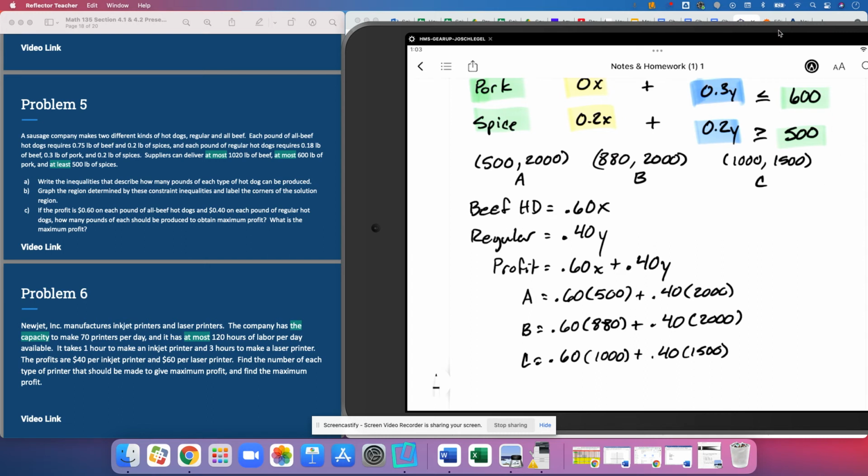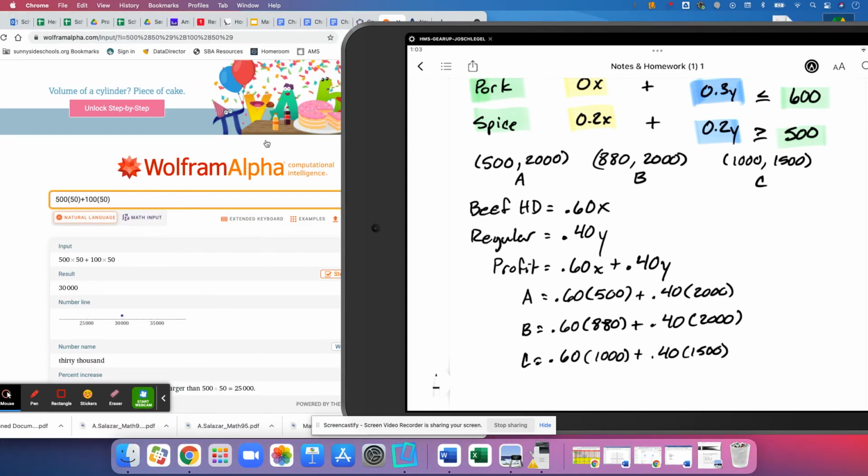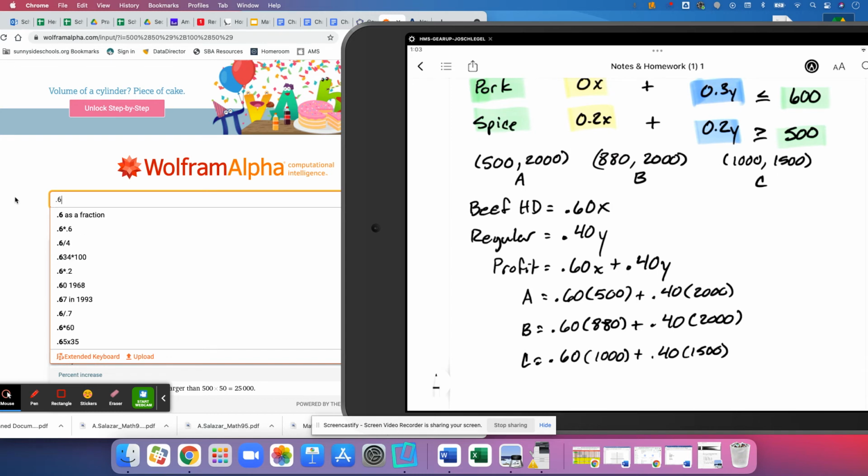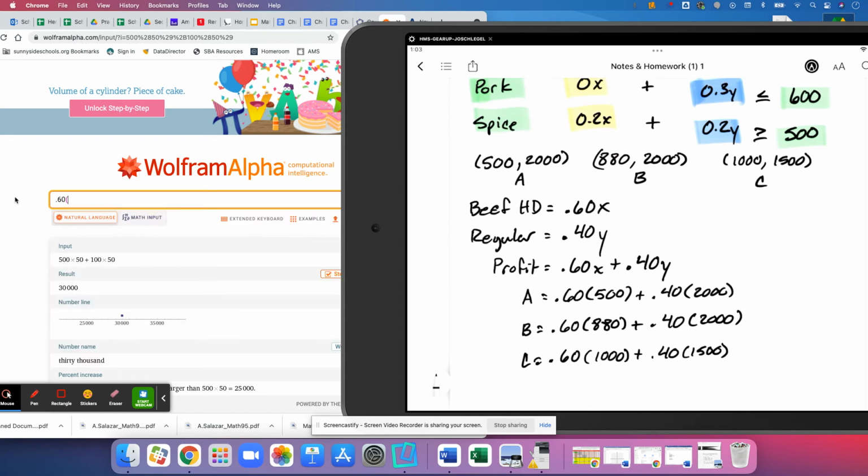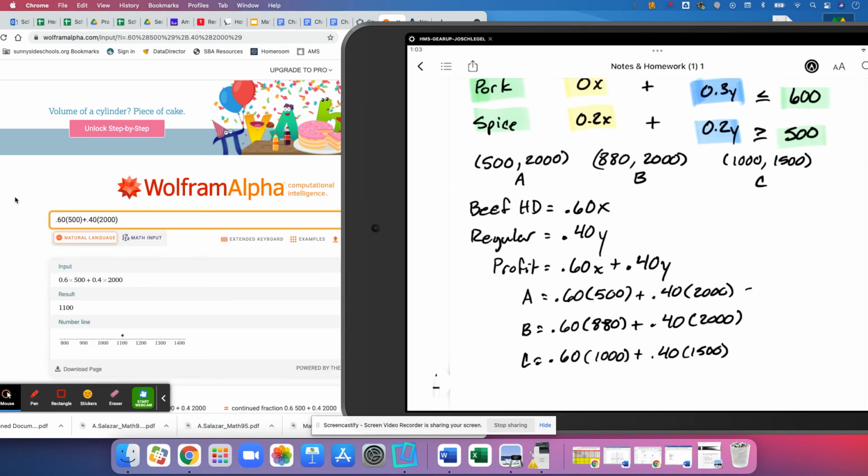So as we've done in the past, we'll bring Wolfram over to evaluate these scenarios. And we end up with 0.60 times 500 plus 0.40 times 2,000. And we get a profit of $1,100. That seems like a lot of work for that much profit. We'll see if we can do better.